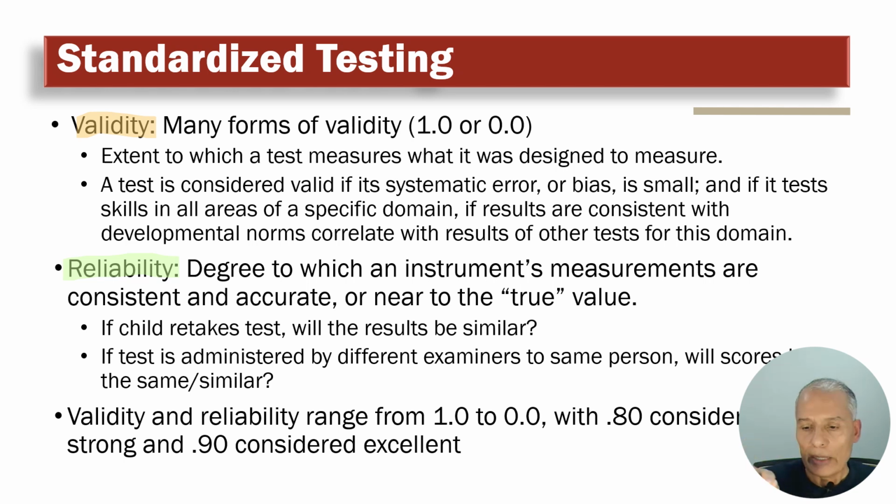So the best numbers you look for validity and reliability is 0.80 or 0.90 and above. But usually no test proclaims to be like 1.0 valid. It's just statistically not possible. So 0.80 means the test has a strong validity. 0.90 is considered to be excellent validity or excellent reliability.